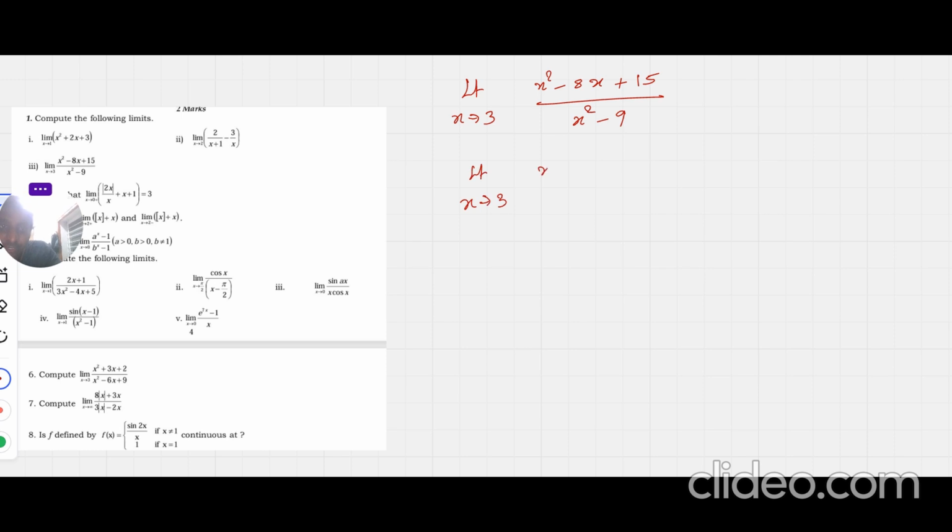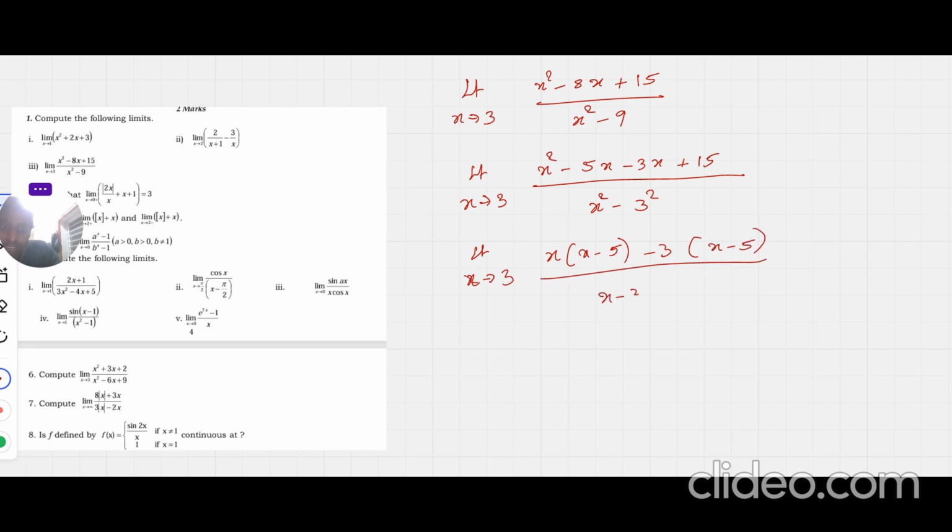Limit x tending to 3 of (x square minus 5x minus 3x plus 15) divided by the denominator x square minus 3 square. So x gets common, x minus 5, minus 3 gets common, x minus 5, by (x minus 3) into (x plus 3). So now limit x tending to 3, (x minus 5) into (x minus 3) by (x minus 3) into (x plus 3). Yes or no? So then x minus 3 gets cancelled.